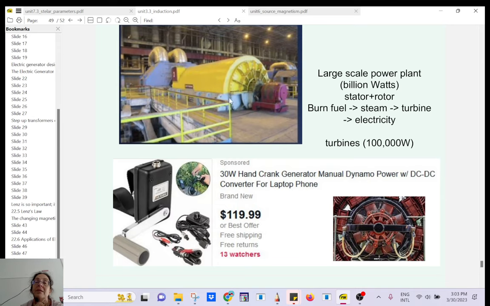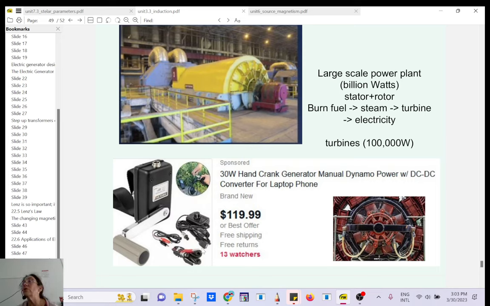So that's what you find in power plants. You have large scale power plants. It will be 100,000 volts. You have coils here. Or you can do it by hand. If you go camping and you don't have any battery with you, you can just crank, right? So you move a magnet inside a coil and you can produce electricity.